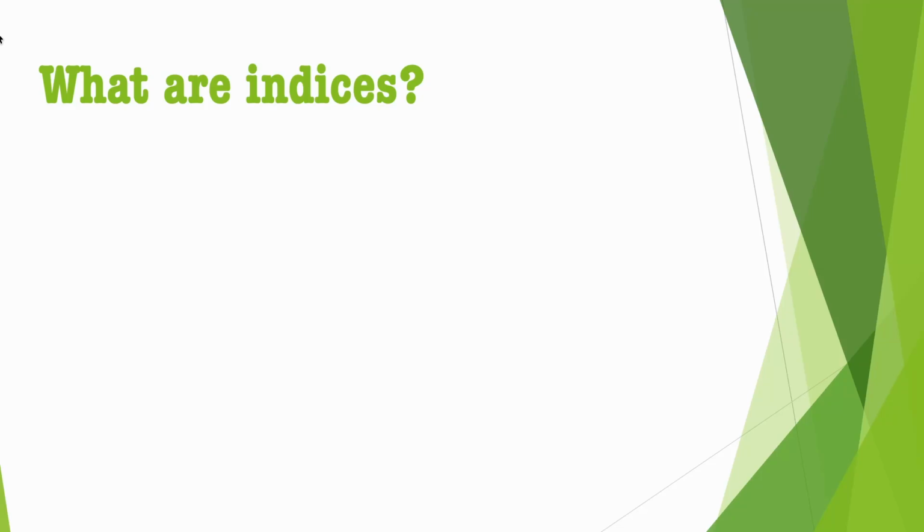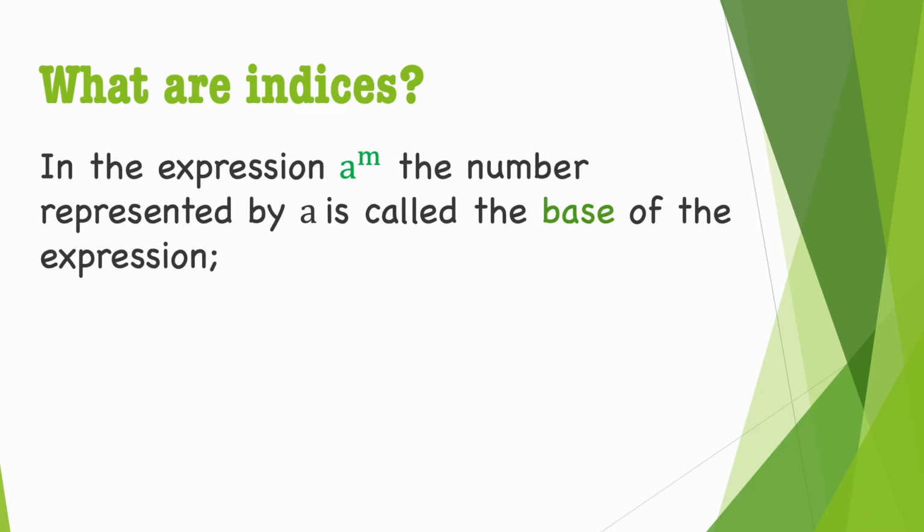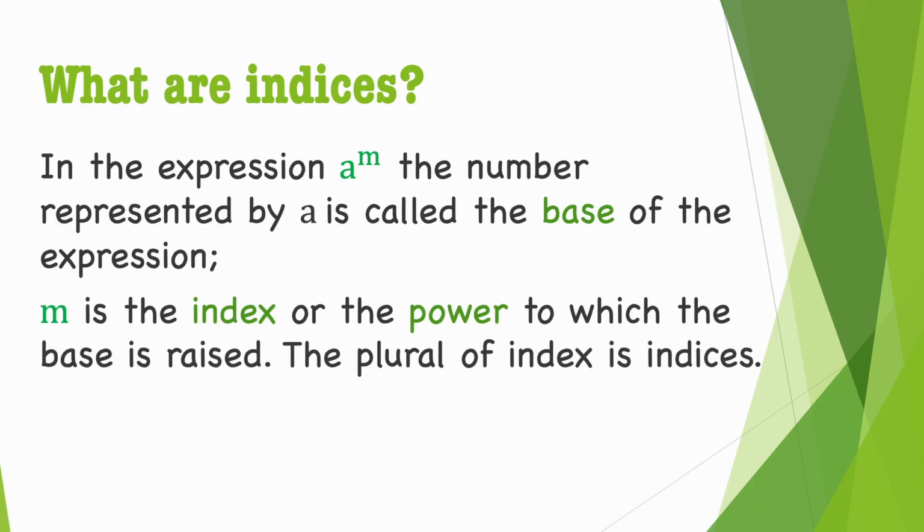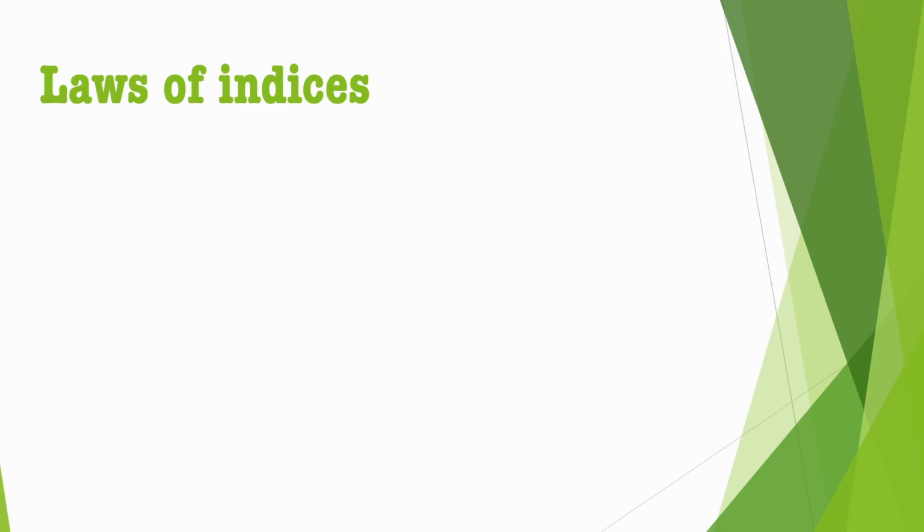Today I want us to look at what indices are. In the expression a to power m, the number represented by a is called the base. So in a to power m, a is called the base of the expression, and m is the index or the power to which the base is raised. In plural, index is indices, meaning indices is the plural for index, and index is a power. It also means power.